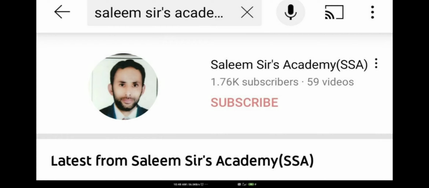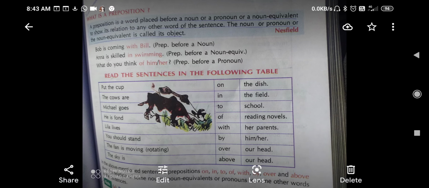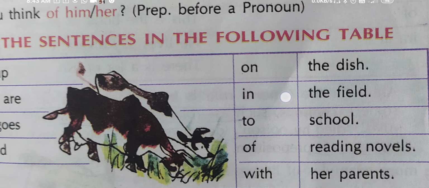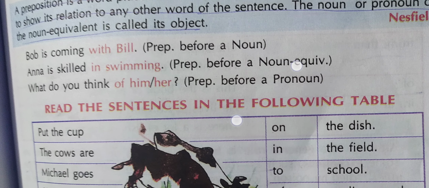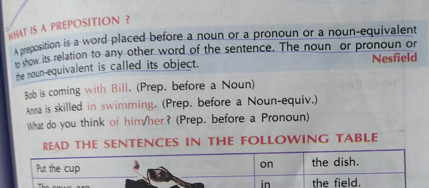Good morning, dear students. Today our topic is new, that is prepositions. First of all, we will start from the definition of the prepositions. We will see from this grammar what is said by it about the prepositions.